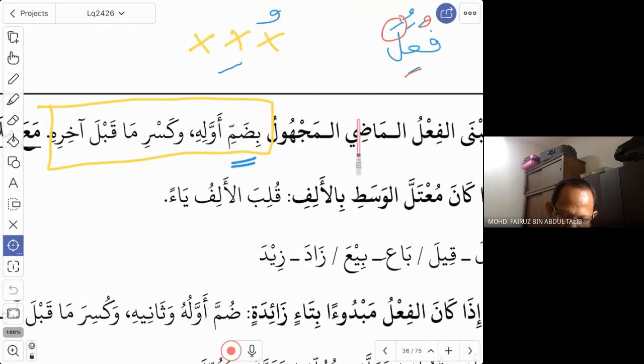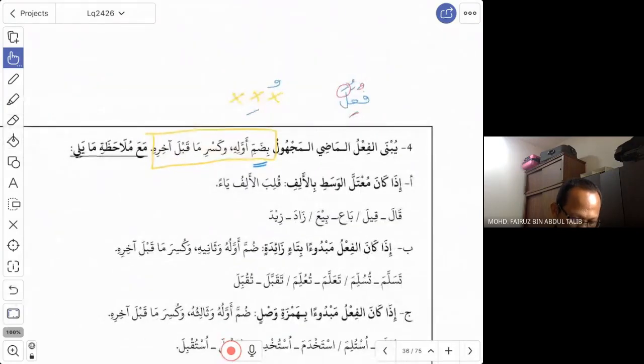Remember, this is for fi'il madi. Bidammi awalihi, so you can memorize this: dammi awalihi wa kasri ma qabla akhirihi. Put a dhamma on the first letter and put a kasra on the letter before the last. So normally it is the middle letter. Of course this is the general rule. But here they say ma'a mulahazati ma yali, take note of the following.